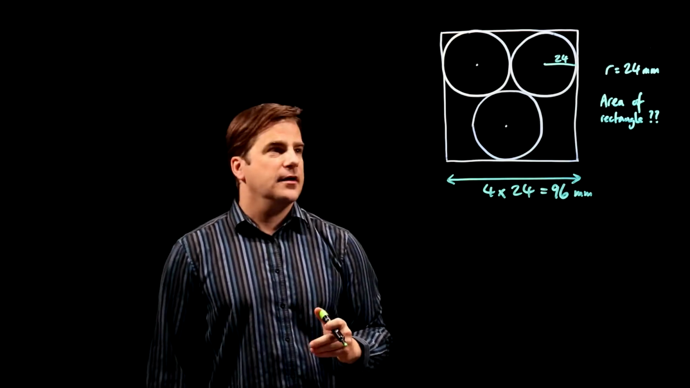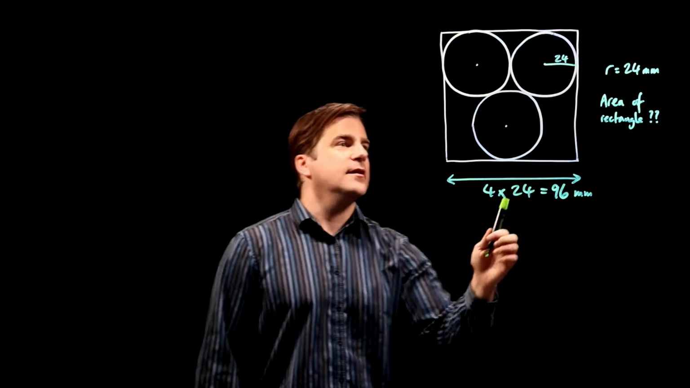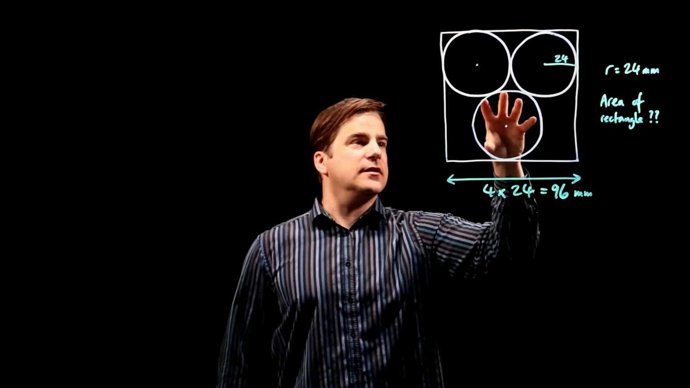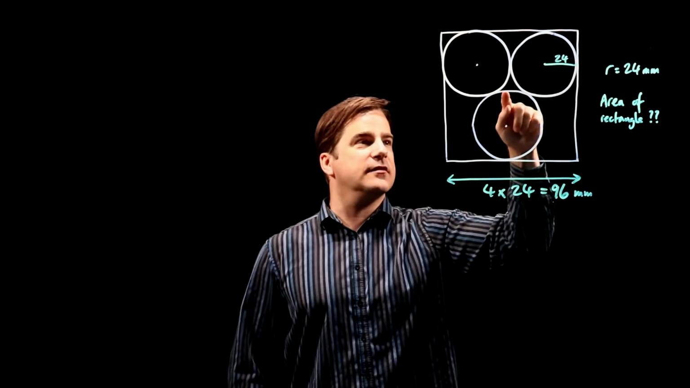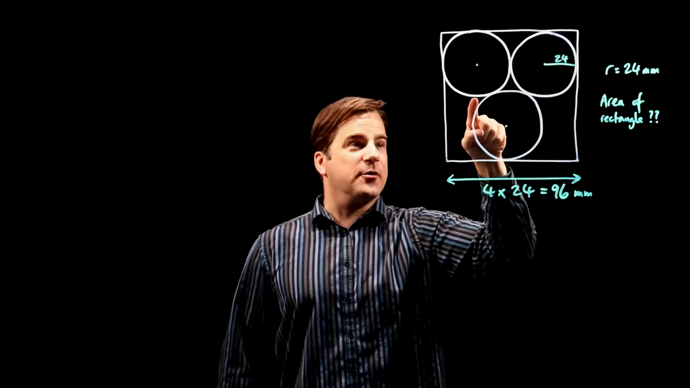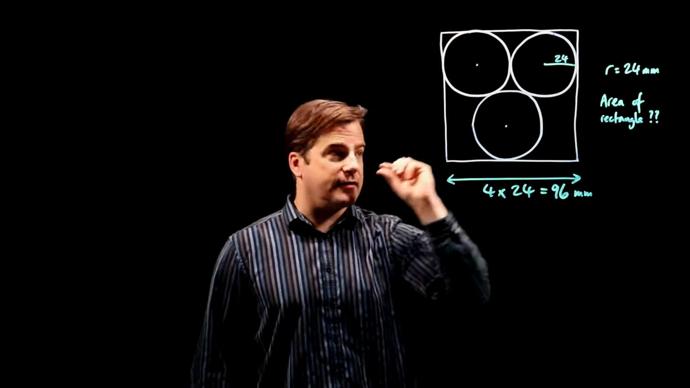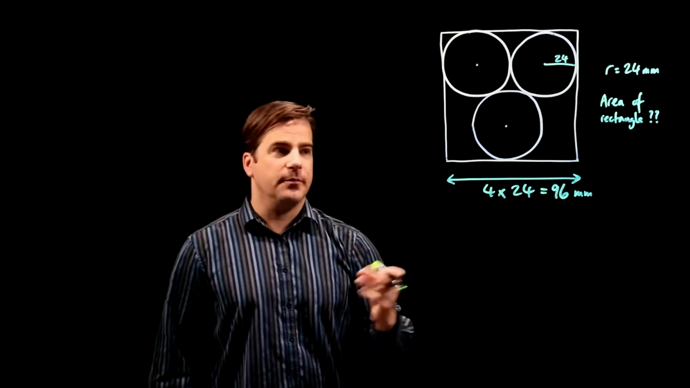Okay, it's the height that's the tricky bit. The height is not 96 because this circle is not directly underneath this one. Okay, it's tucked in there. So the bottom of that circle is lower than the top of that circle. So the height is going to be less than 96. So what's it going to be?